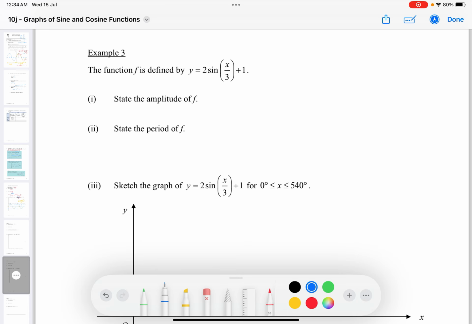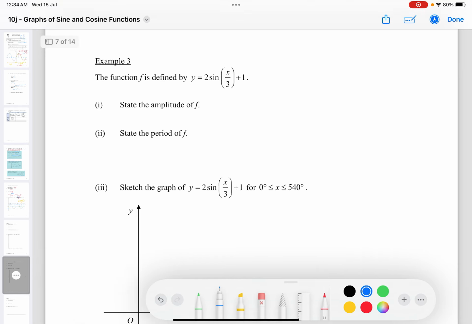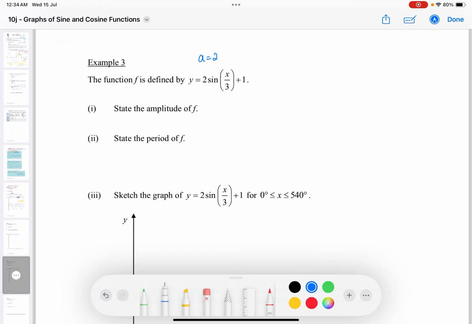The graph is defined by y equals 2 sine x over 3 plus 1. Same thing, identify your a, b and c first. A is 2. Look at the b. B is the coefficient of x, so this can be written as 1/3 x. Therefore, b is 1/3. And here is our c. Our c is 1. Because a is 2, the amplitude will be 2.